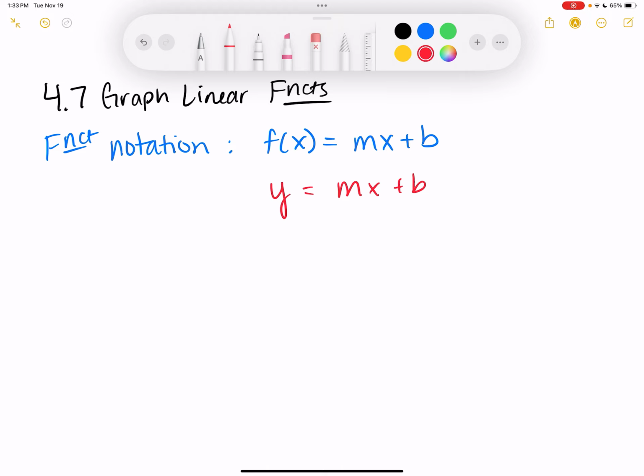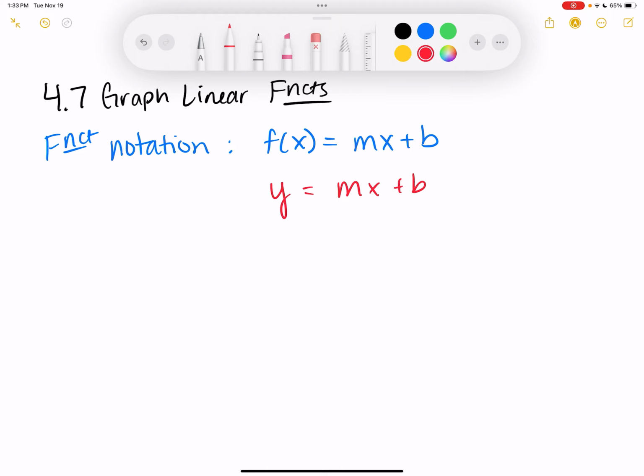So this is -3 times, we replace this x with this number, so -2 plus 5. What's -3 times -2? 6 plus 5 is 11. So your answer for the first one would be 11. So g of -2 is equal to 11.